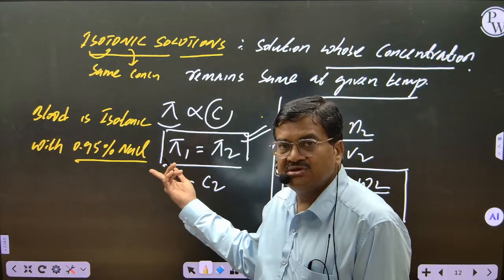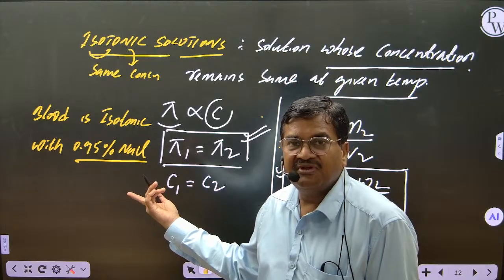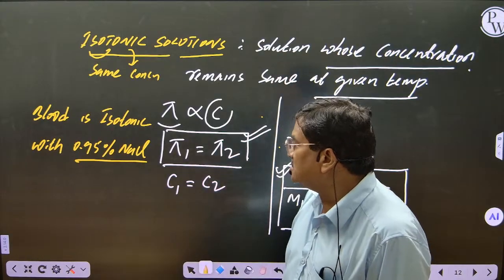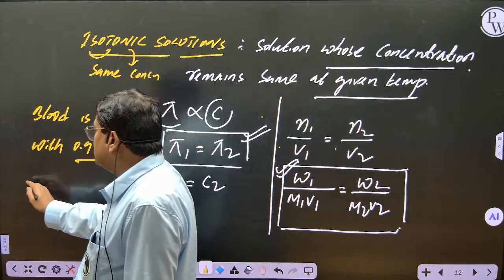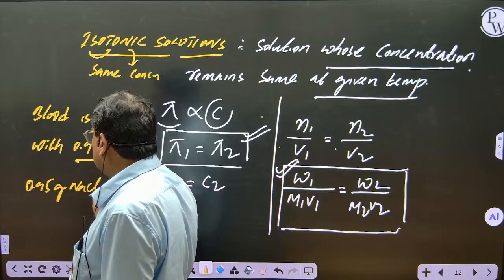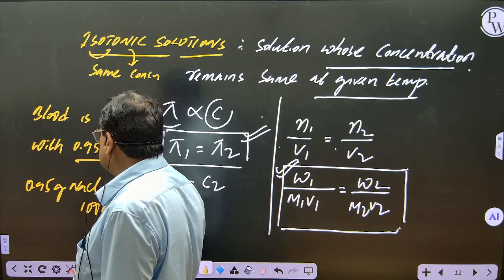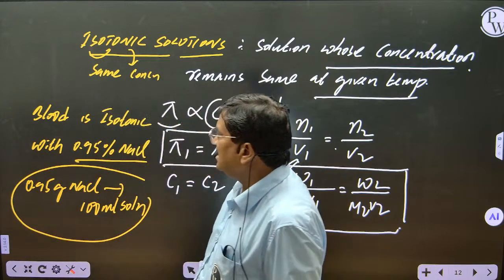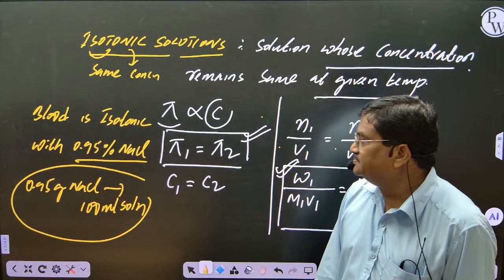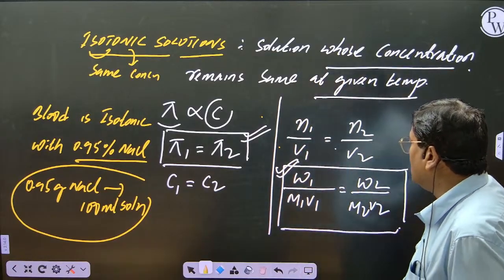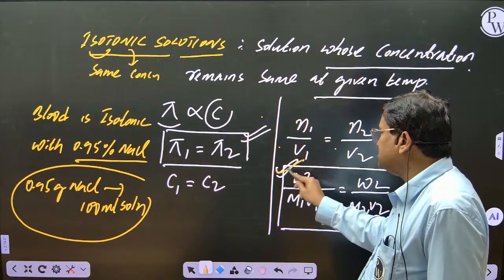Sometimes they may ask you in terms of molarity. You are familiar, no? In the introduction we did molarity related problems. So what does it mean? 0.95 grams of sodium chloride is present in 100 ml of solution. That is what we call saline solution. Understood, students? So this is important, right? Blood is isotonic with 0.95% saline. And this relation is important, put a star mark.